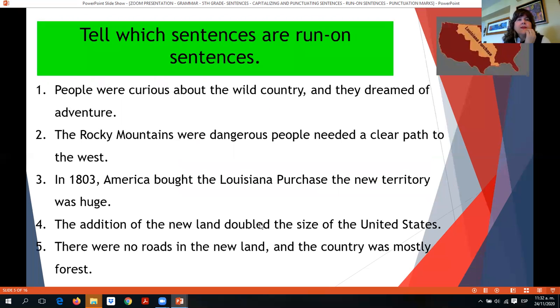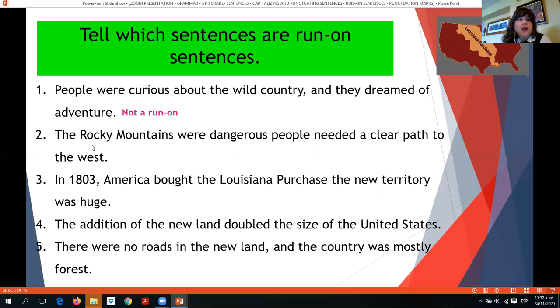Let's see more examples. Let's tell whether these sentences are run-on or not, okay, from the ones here. For example, the first sentence: People were curious about the wild country, and they dreamed of adventure. So in this case, we have a compound sentence. It's not a run-on sentence. As you see, we have a comma, we have the word and. So in this case, we do not have a run-on sentence, okay? So it's not a run-on.